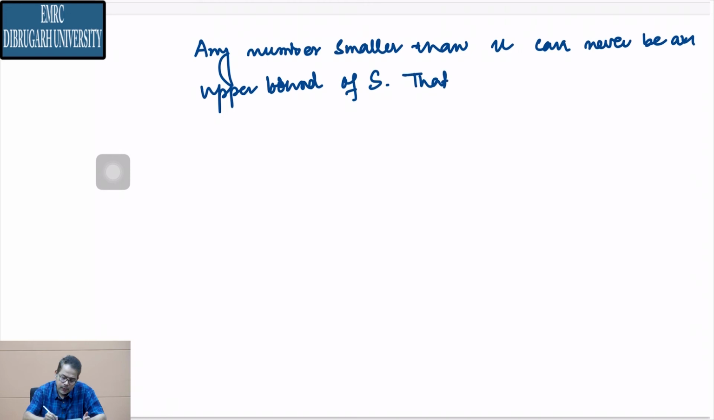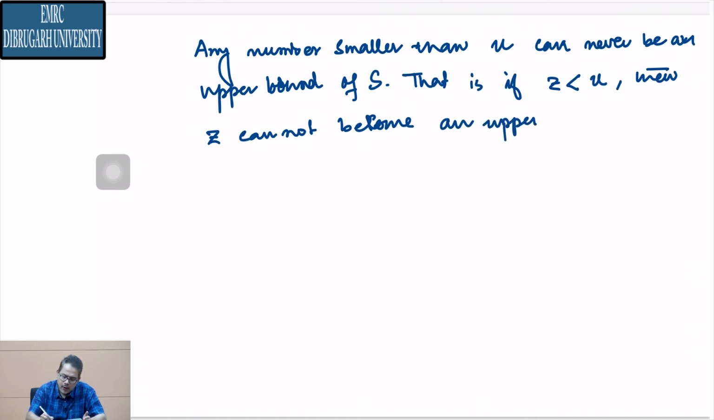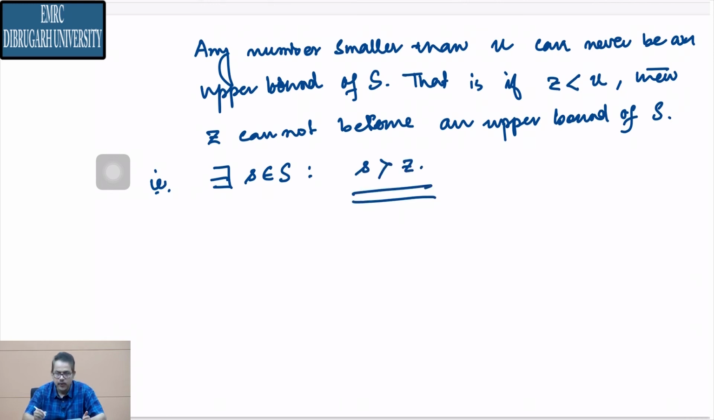That is, mathematically, if Z is less than U, then Z cannot become an upper bound of S. It means, if it is not an upper bound of S, there exists at least one s in S such that s is greater than Z. These conclusions are very important for us to derive different properties in this particular domain.